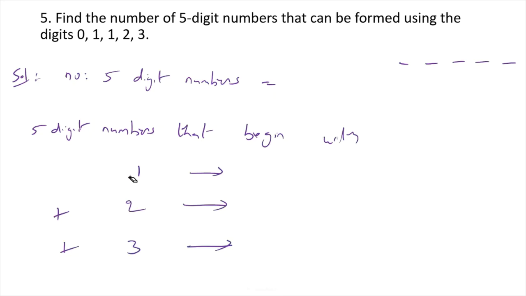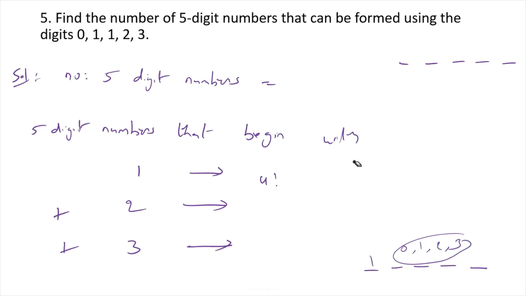So how many 5-digit numbers can I form such that the first digit is 1? So you have to count how many 5-digit numbers are there which start with 1. So we have 5 blanks, 1, 2, 3, 4, 5. I can fill the first blank with 1 in one way. After filling the first blank with 1, what are the objects that are left out? 0, 1, 2, 3. I can arrange these 4 objects in these 4 blanks in 4 factorial ways. Therefore, number of 5-digit numbers that start with 1 is going to be 4 factorial.